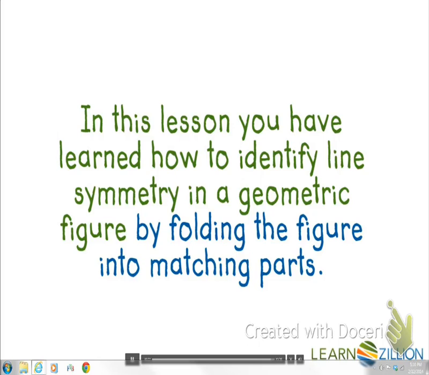In this lesson, you've learned how to identify line symmetry in a geometric figure by folding the figure into matching parts.